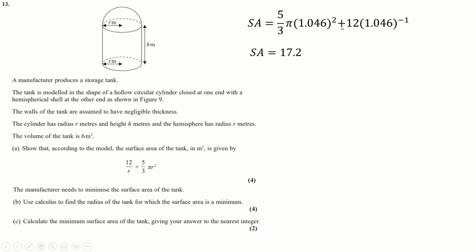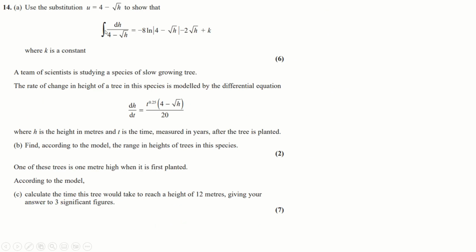And yeah, we had 2 marks. Anyway, the last question then, to the nearest integer, I guess, is 17. Last question then, use the substitution. So clearly this gets replaced with a u. What about the dh then? Now, the most obvious thing to do is just work out du by dh.